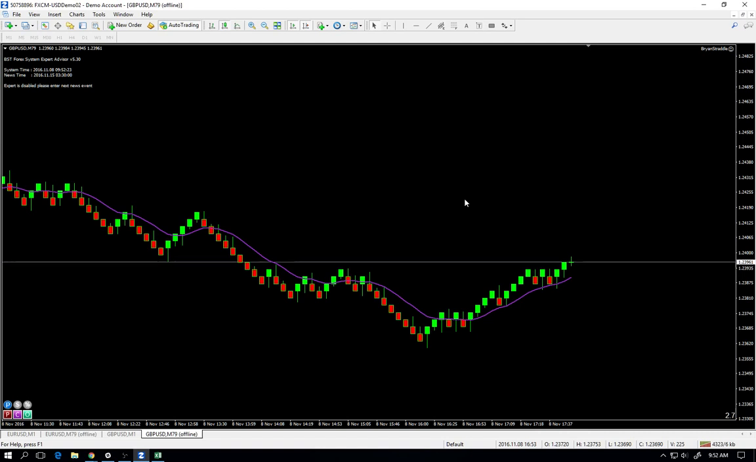Trying to think what else. I'm trying to get everything in here. Spread, slippage, we've covered. The wrinkle box sizes.